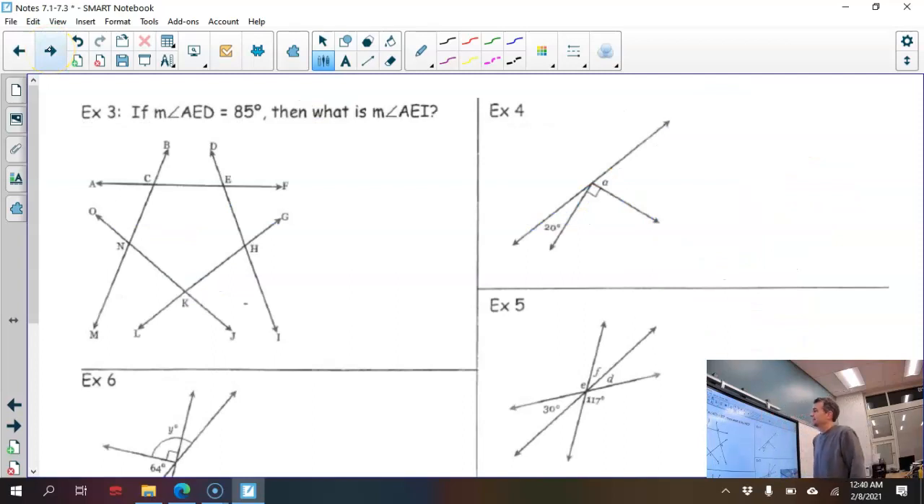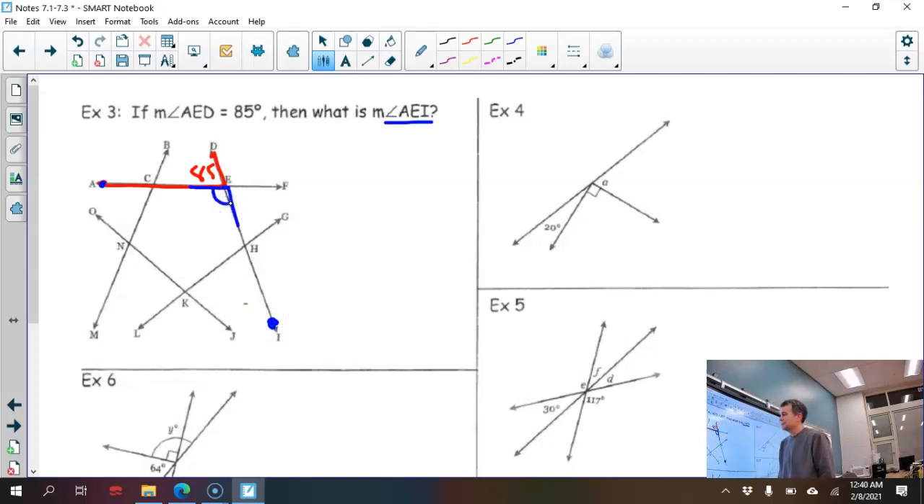All right. Example 3 says AED equals 85. So we need to know where angle AED is. A is there, E is there, D. So this is angle AED, and it's 85. What is the measure of angle AEI? So AEI would be this angle.